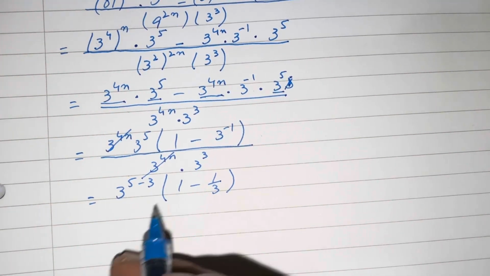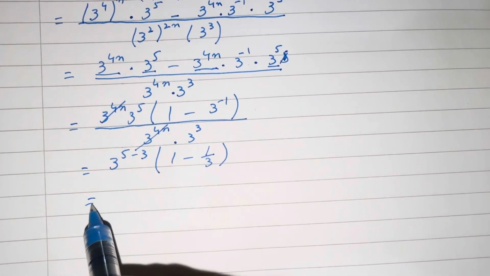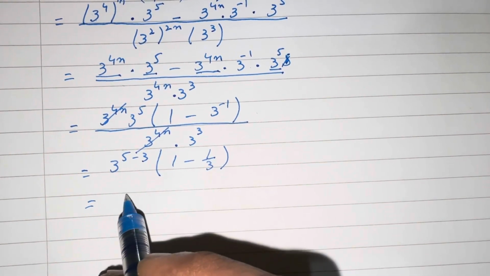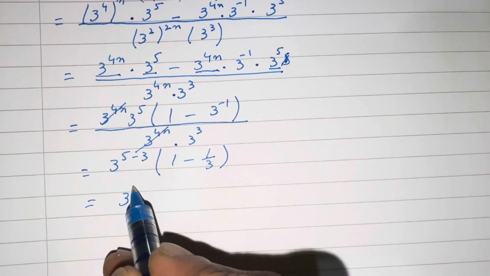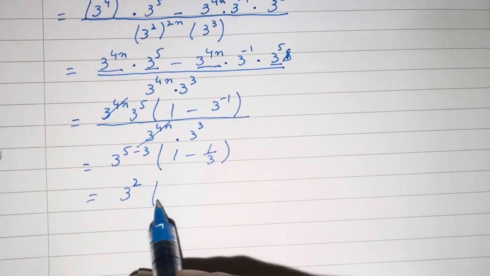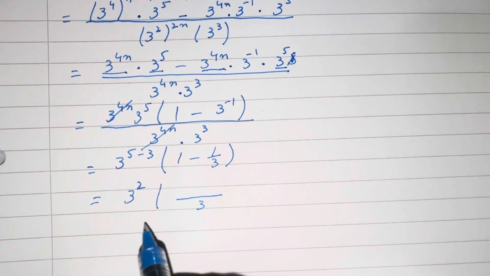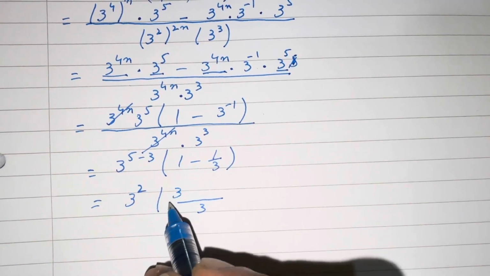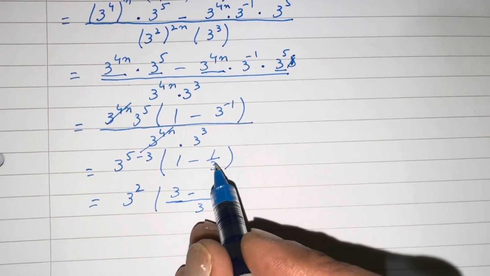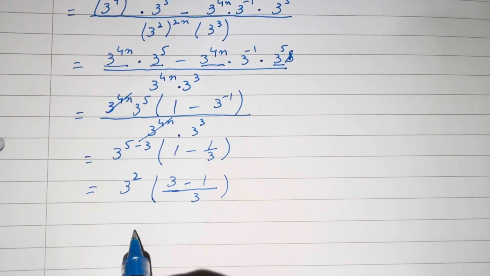This will remain in the next step, and then 3 raised to power 5 minus 3 will be equal to 3 raised to power 2 into 1 minus 1 over 3. Here a little simplification will happen. Like we take the LCM, after taking the LCM what will it become? 3 ones are 3 minus 1, and 3 ones are 3 and then 1 ones are 1. So that's the way that we can simplify this expression.